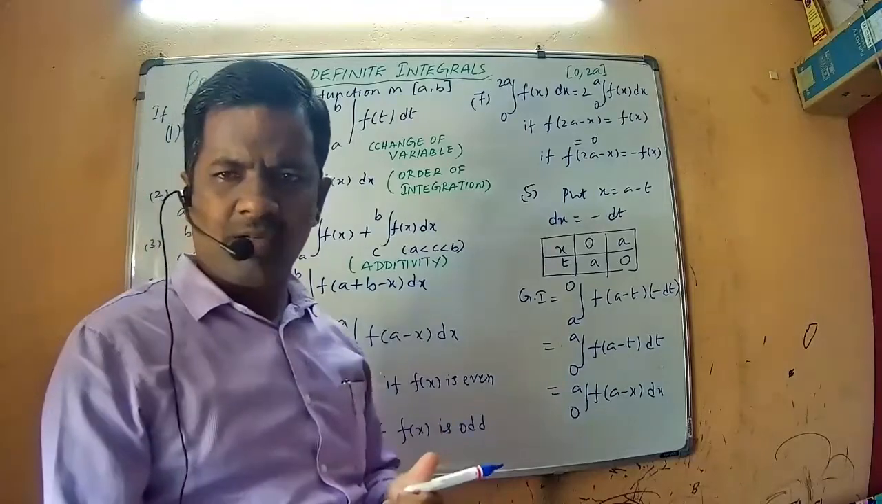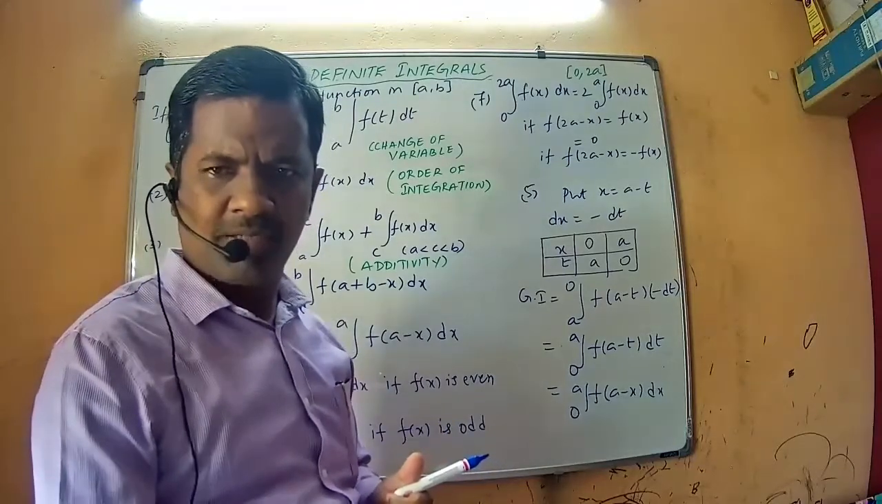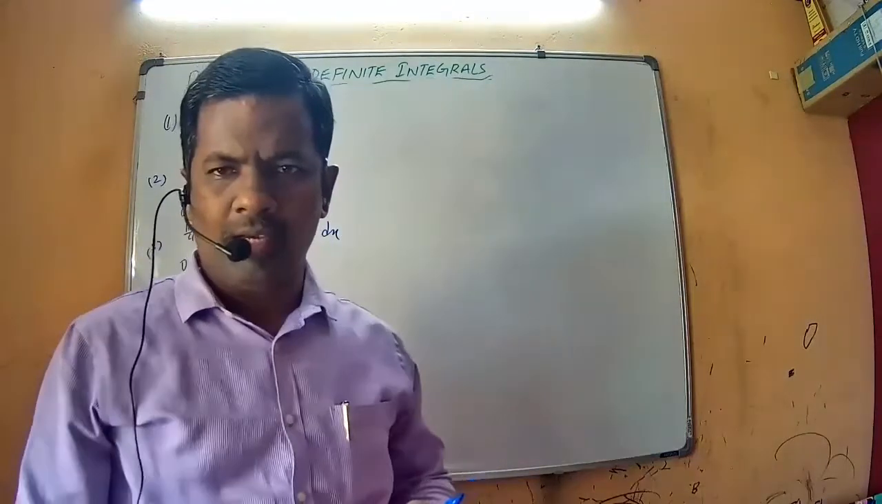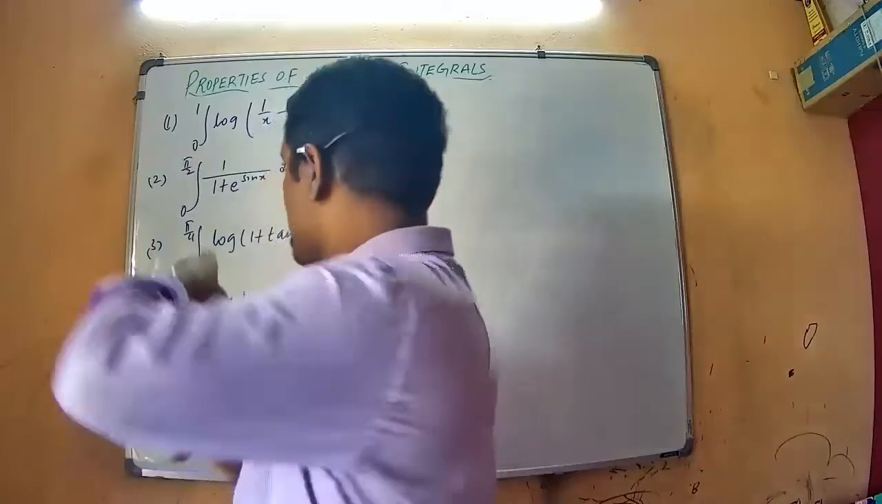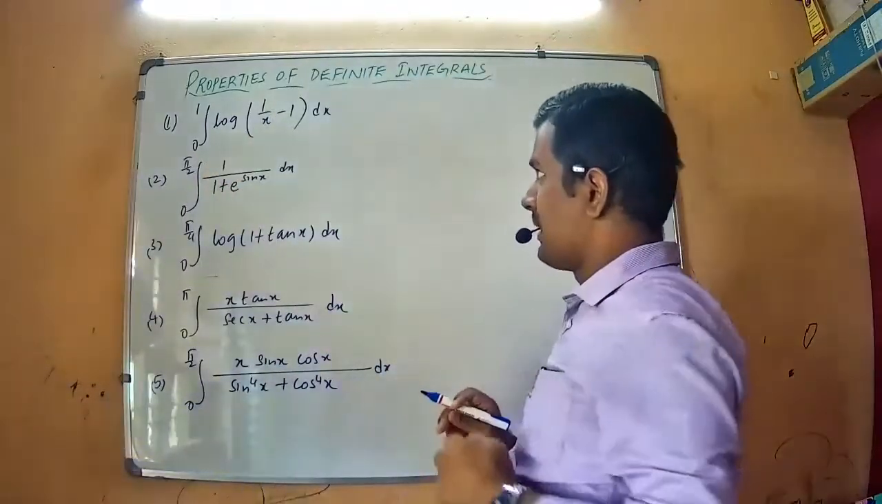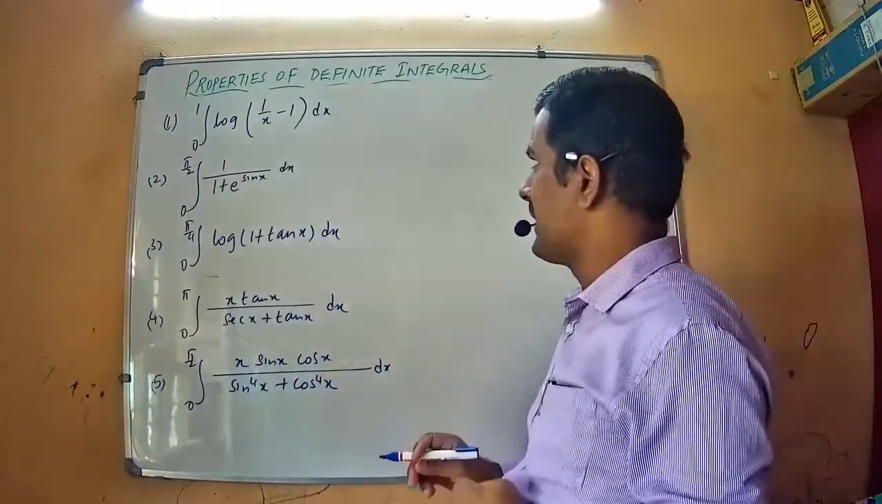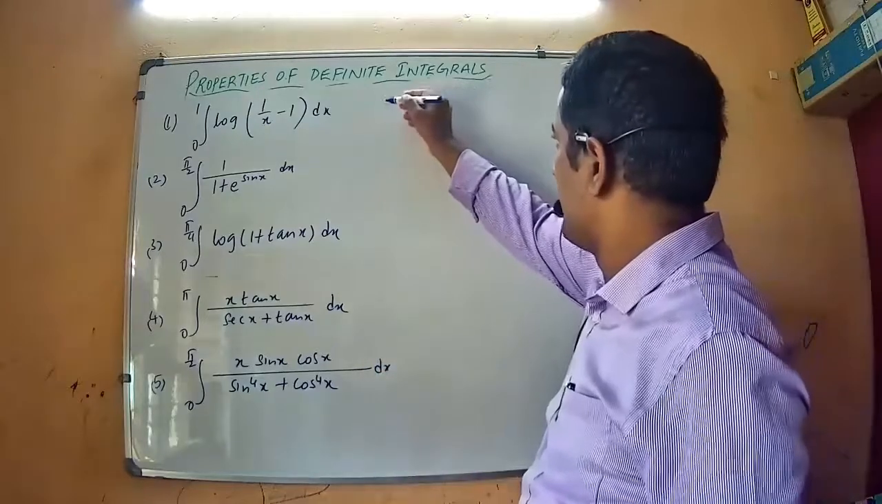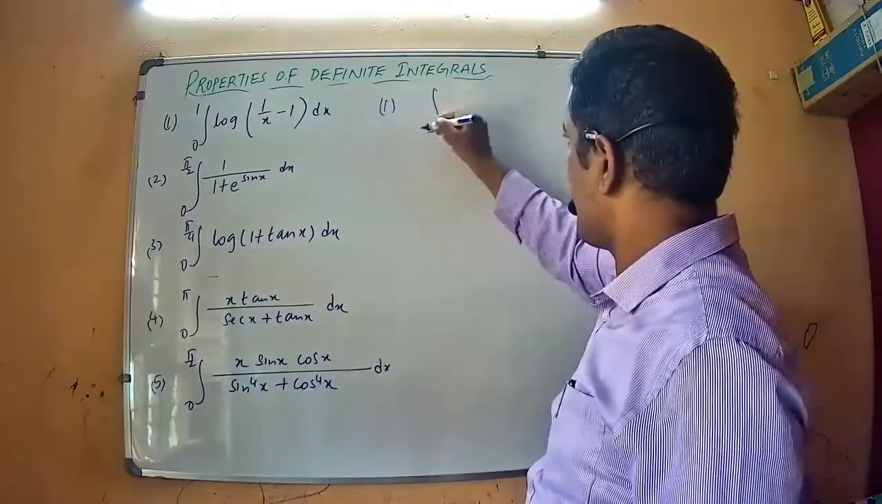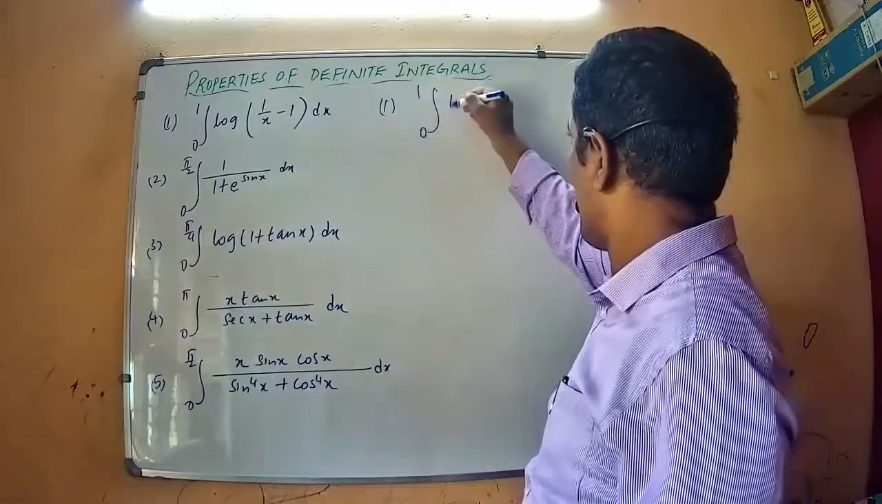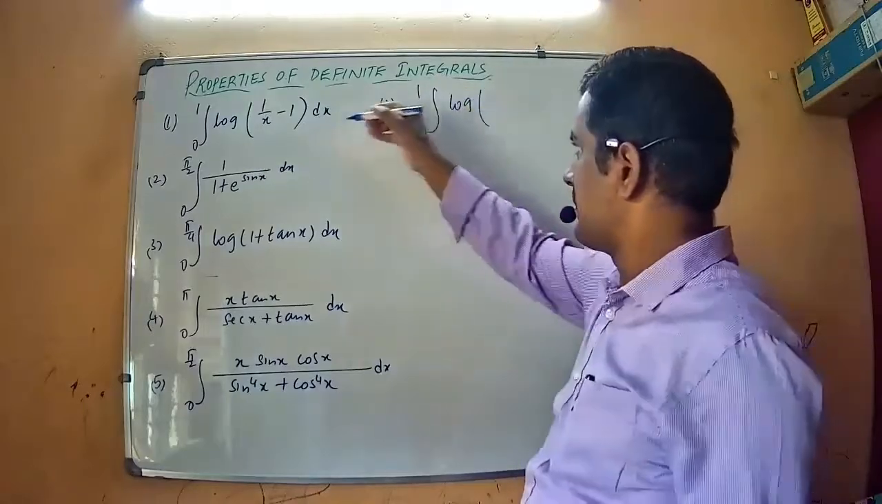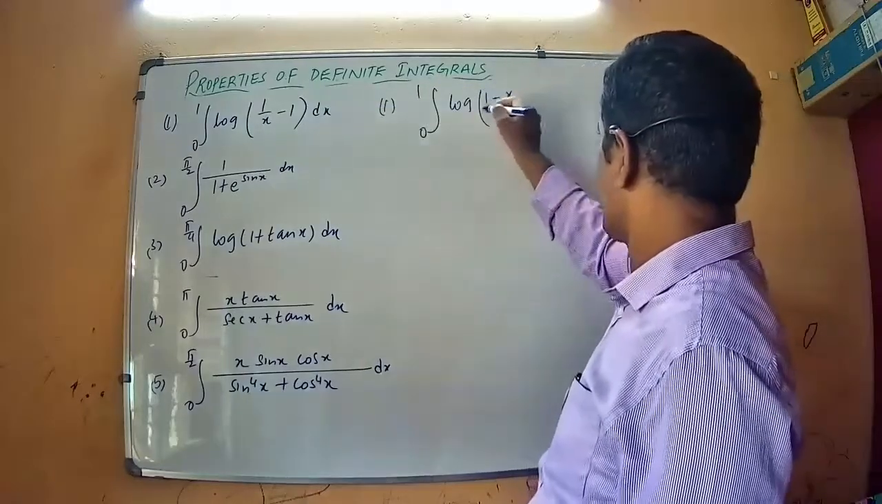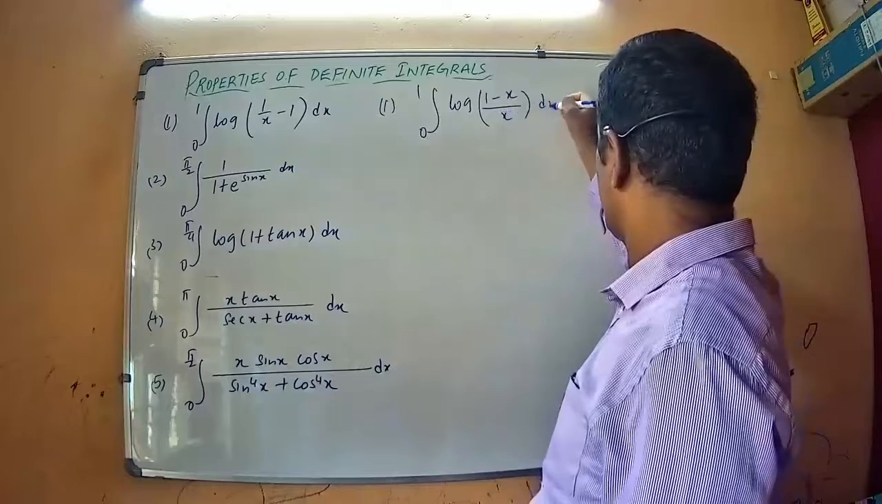Let us try to solve some problems based on these properties. Now, trying to solve the first question: integral from 0 to 1 of log of (1 by x minus 1) dx. How to solve this particular question? Observe carefully. This is the integral from 0 to 1 of log of, take the LCM first of all, so this is (1 minus x) by x dx.